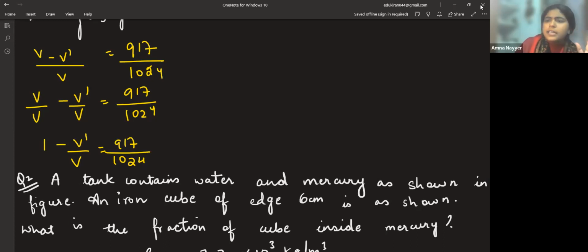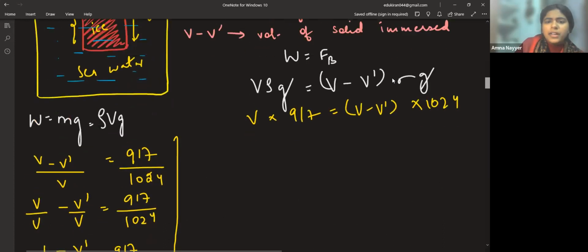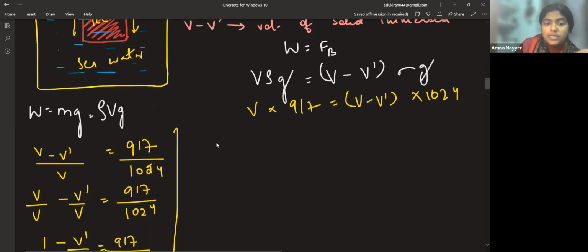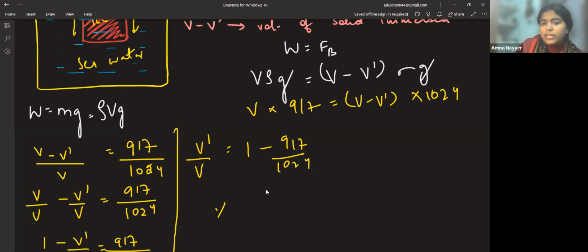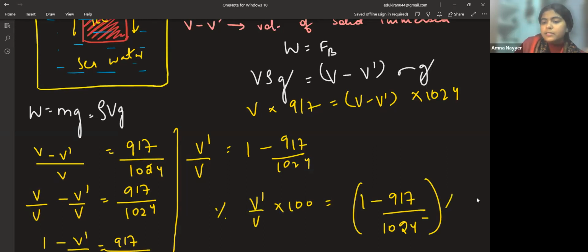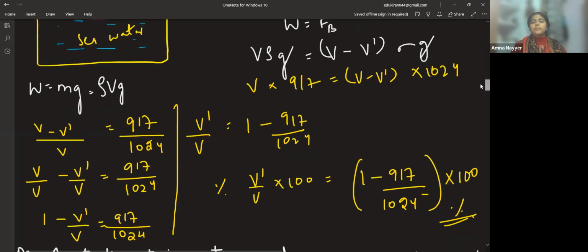Clear? This is it. Now I just have to simplify it. I want V dash by V. So what is V dash by V? I'll just shift the 1 over that side: 1 minus 917 by 1024. Understood? So when the percentage is calculated, multiply V dash by V into 100. That is this entire term, 1 minus 917 by 1024 into 100. Whatever percentage will come, that will be the answer. This is how you have to calculate. Write it down.